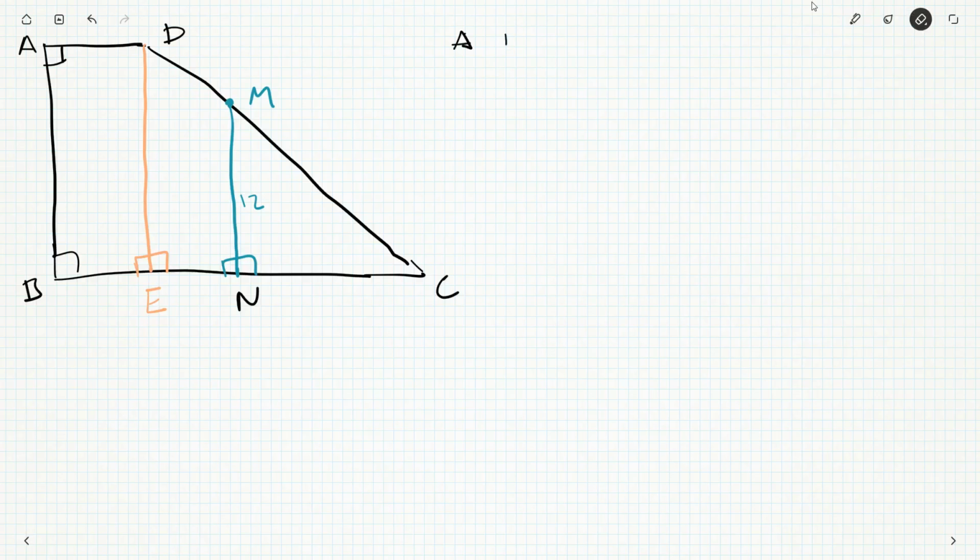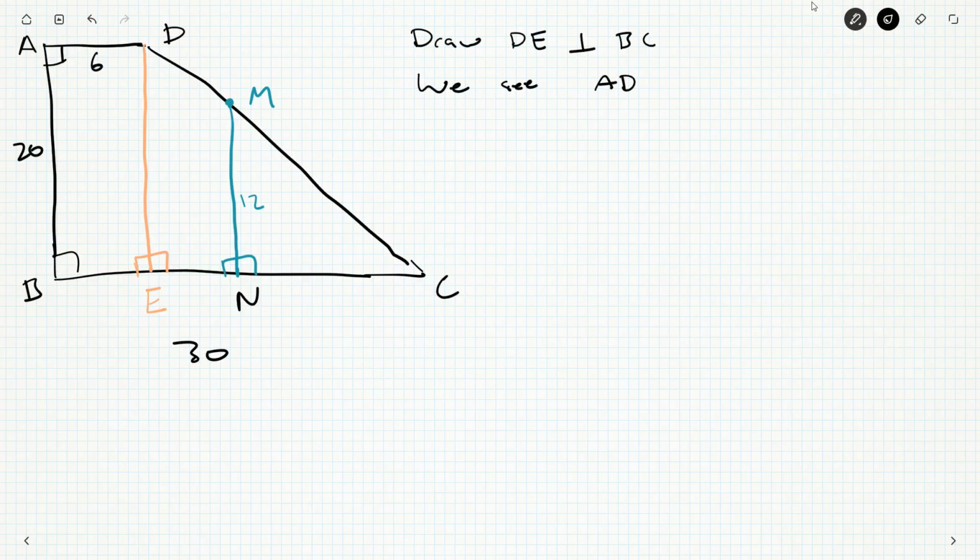Let's say something like draw DE perpendicular to BC. Well, then we see, so we got a 6 up here, we got a 20 here, we have a 30 down here in total. We see that ABED is a rectangle. So BE is 6, DE is 20.